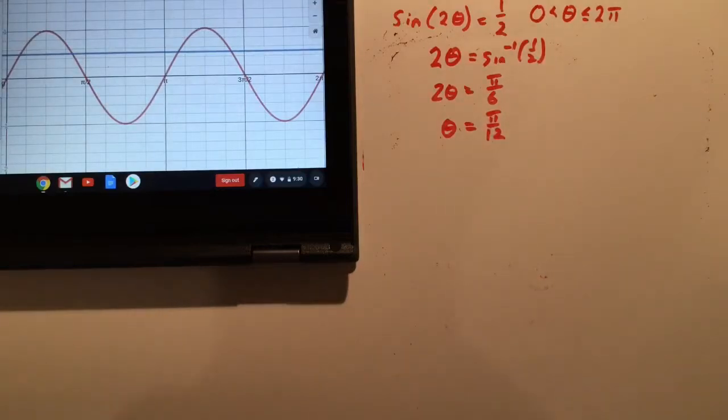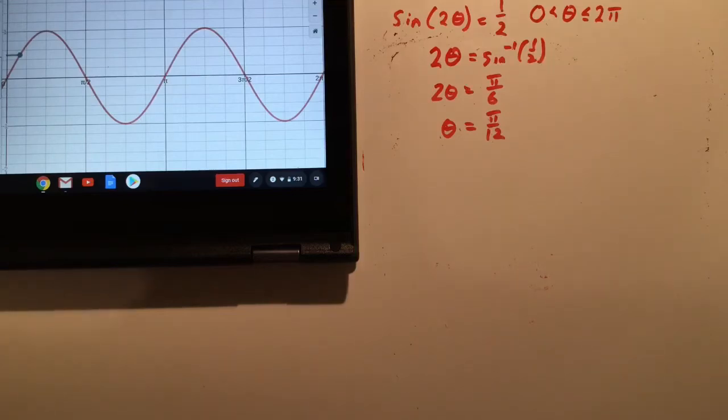Okay, now that is the first solution on this graph, and that can be represented with this intersection point right here. I'm going to get rid of this line y equals 0.5 for now. And so you know the distance between the y-axis and that first solution can be represented by this little length right there, and you know the distance is pi/12.